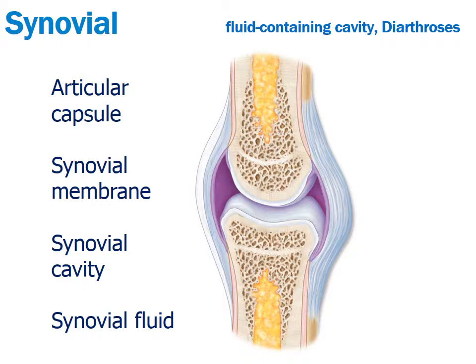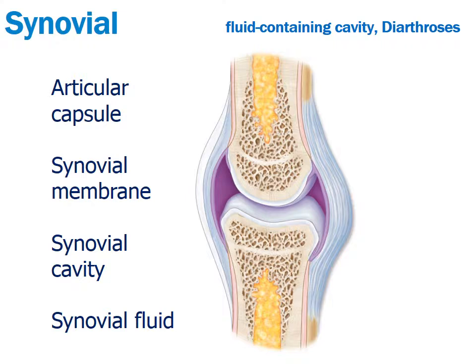There are no subcategories for synovial. These are the diarthroses of the body, where the two bones are connected by a capsule that contains a fluid-filled cavity. Instead of one bone moving against another bone, here the bone moves against liquid.